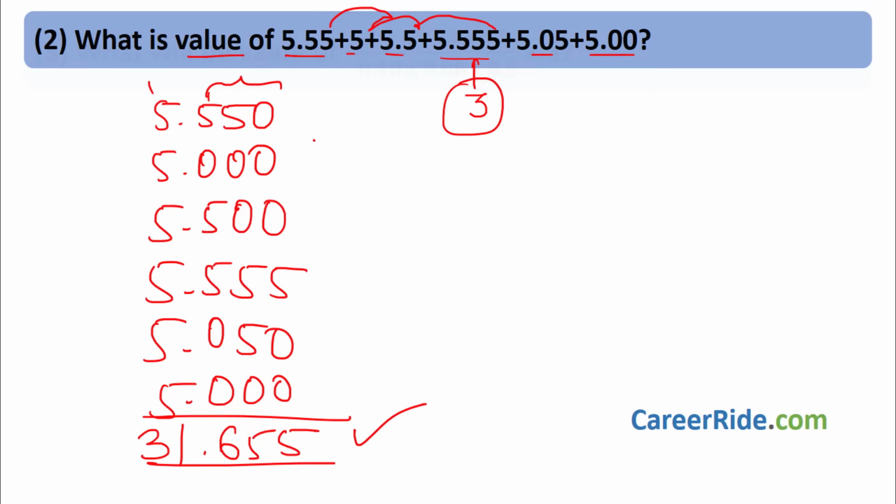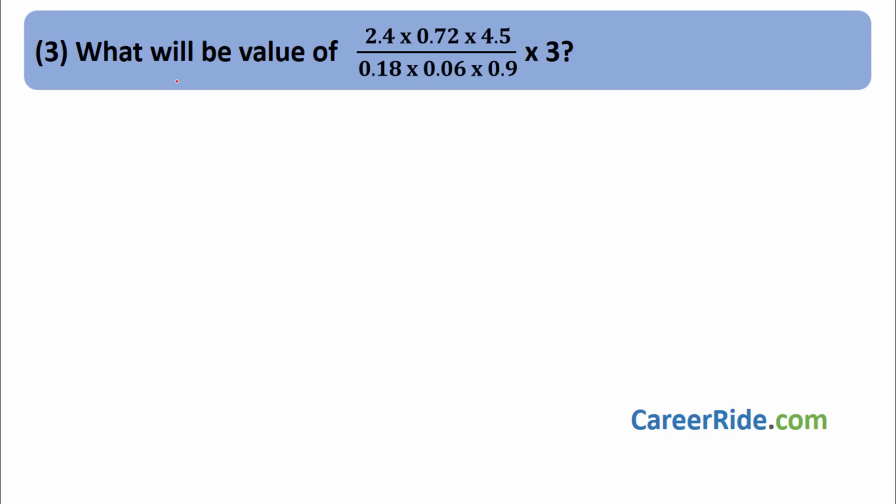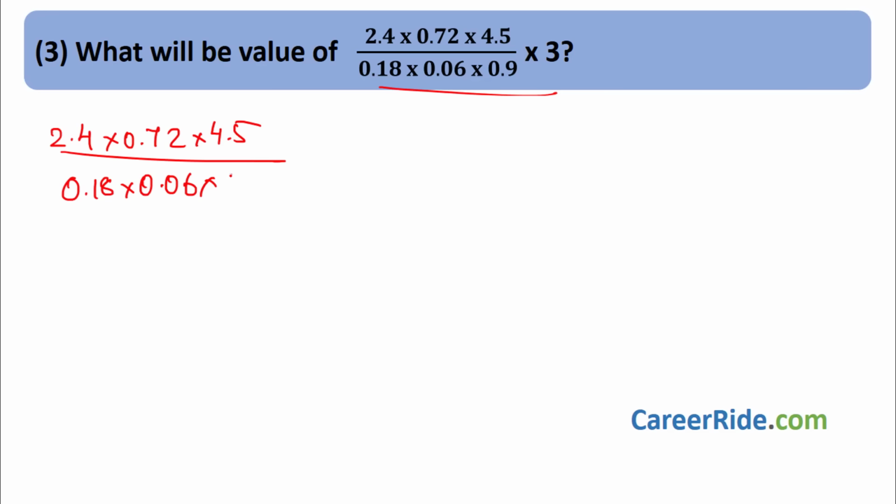Moving to next question. Question number 3. What will be the value of this expression? Okay, again it is very easy. We have 2.4 into 0.72 into 4.5 divided by 0.18 into 0.06 into 0.9 multiplied by 3.